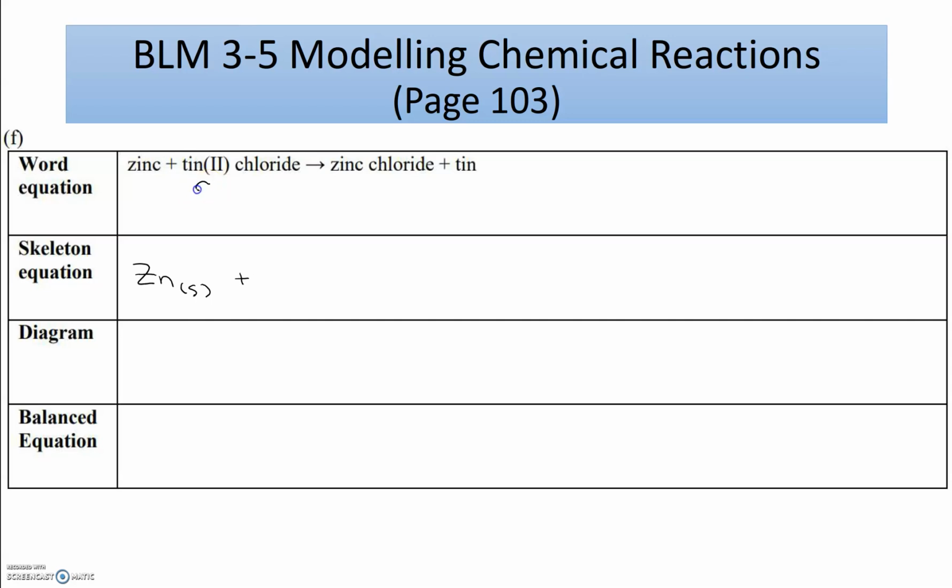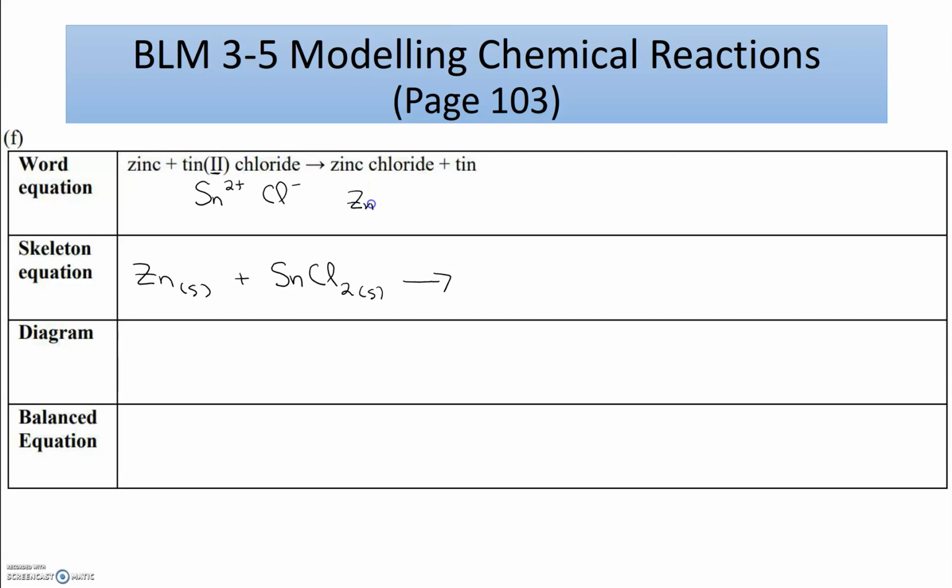So when I look up tin, its symbol is capital S, little n, and because that's Stock system II, that means it's the 2+ cation. And with the chloride, it is the capital C, little l, so that's chloride. Crisscross to get my neutral compound, which in this case is going to be 1 tin cation and 2 chloride ions. And it's going to react to produce zinc chloride.